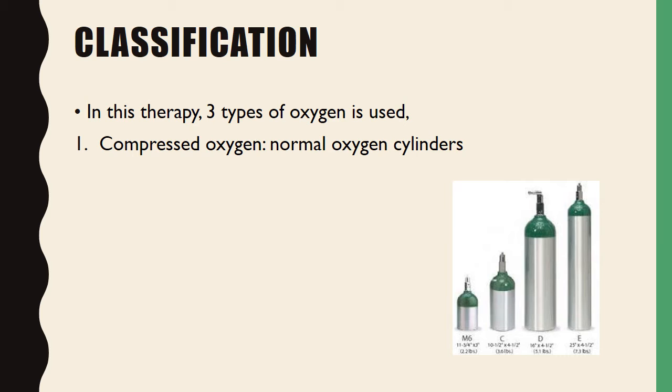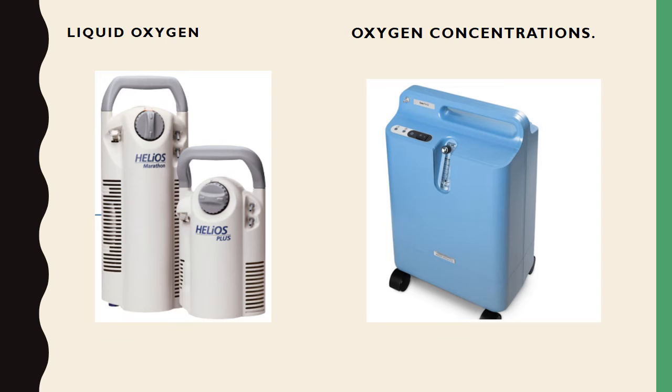Next, classification. In home oxygen therapy, three types of oxygen are used. The first one is compressed oxygen, that is the normal oxygen cylinders, as you can see in the picture. The second one is liquid oxygen; in that picture is the liquid oxygen administration machine. The last one is the oxygen concentrator machine, as in the picture. There we can connect the oxygen tubing, and at the other end of the tubing we can connect the nasal cannula.